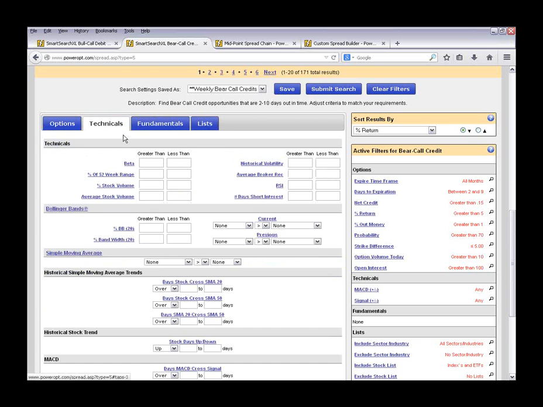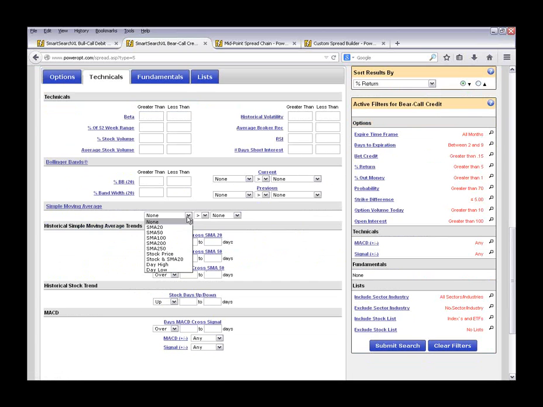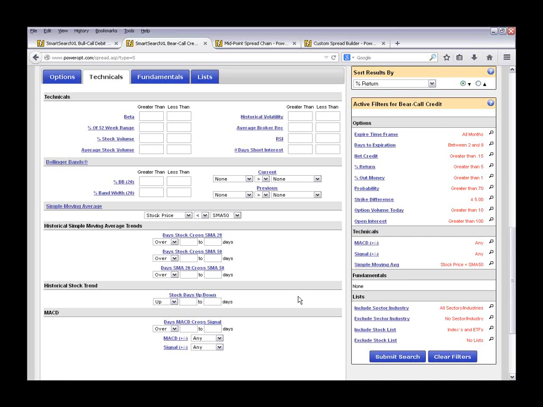Sorry, I forgot one thing, folks. Let's go back to technicals, and I am going to look for securities that are in a downtrend. So once more, on our simple moving average field in the technicals, stock price less than the SMA 50. Let's go ahead and submit that search now.